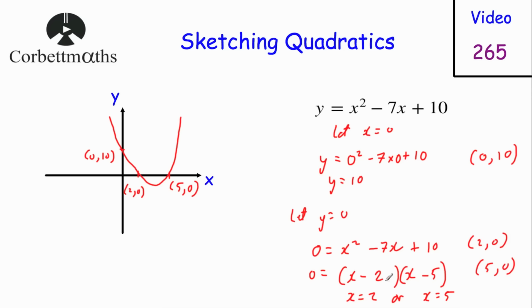Sometimes whenever you solve the quadratic, you might find there's only one solution. And what that would mean is the quadratic touches the x-axis and goes back up. And sometimes whenever you try and solve the quadratic, you might find actually there's no solutions. And that will mean that the quadratic graph, the parabola, will be above the x-axis.